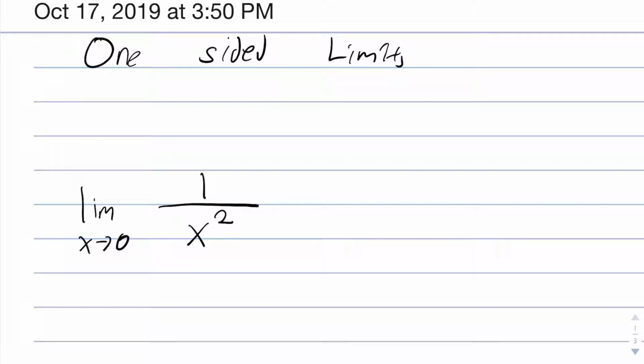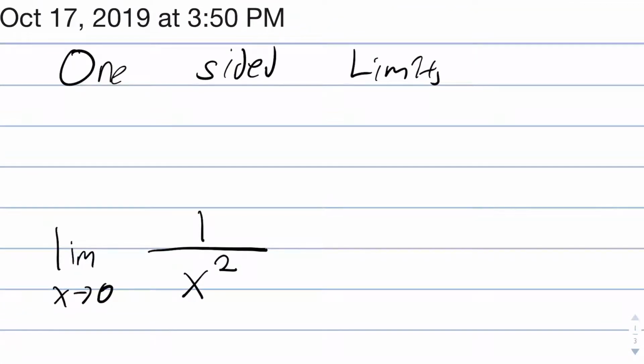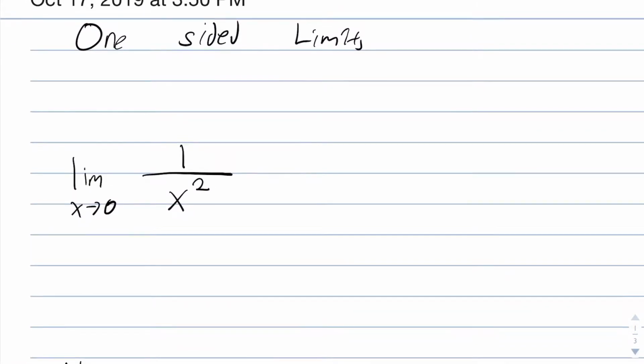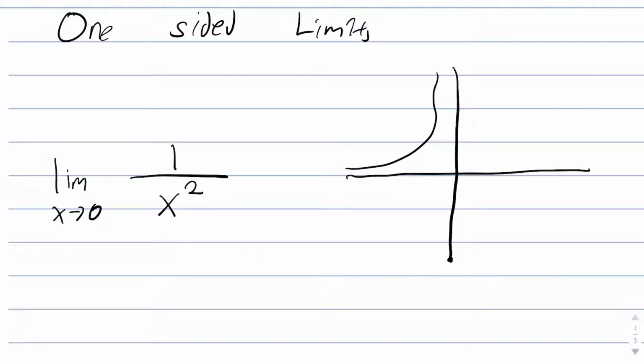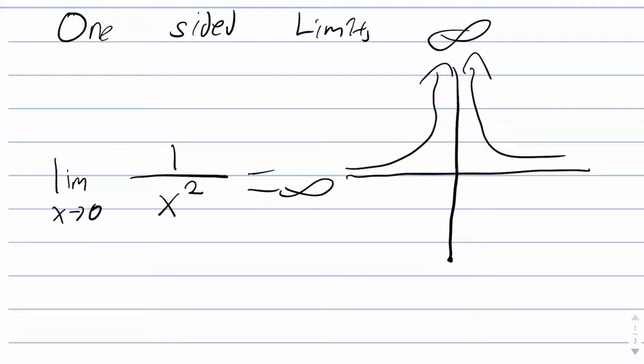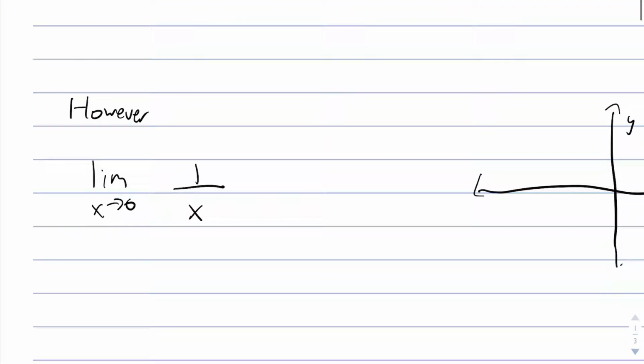But today we're going to have a short little lesson about one-sided limits. Let's consider this limit right here: the limit as x goes to 0 of 1 over x squared. If we draw a graph, we know that 1 over x squared looks a little something like this. As it goes to 0, it's going way up to infinity, so we can just say that's infinity. But what if we got this one right here?